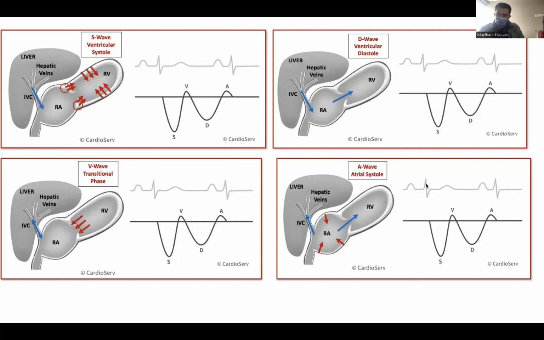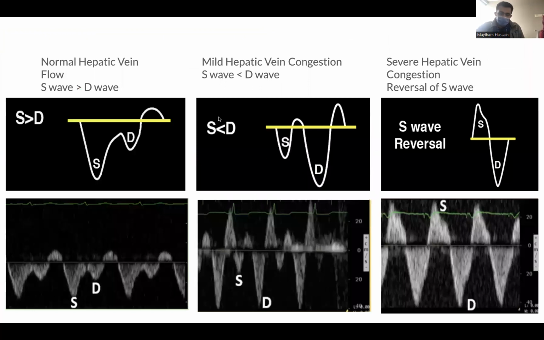The QRST part of the ECG correlates with the S and V wave, and then during repolarization, after the T wave, you get diastole, and you get this deflection of the D wave. So this is what the tracings on the hepatic vein flow should look like.